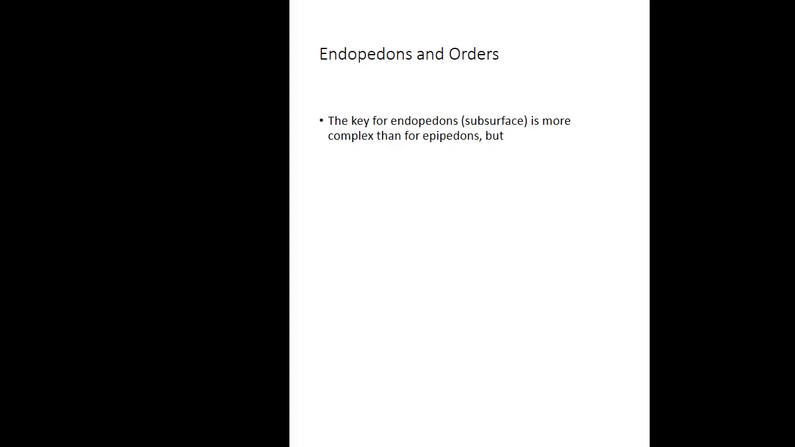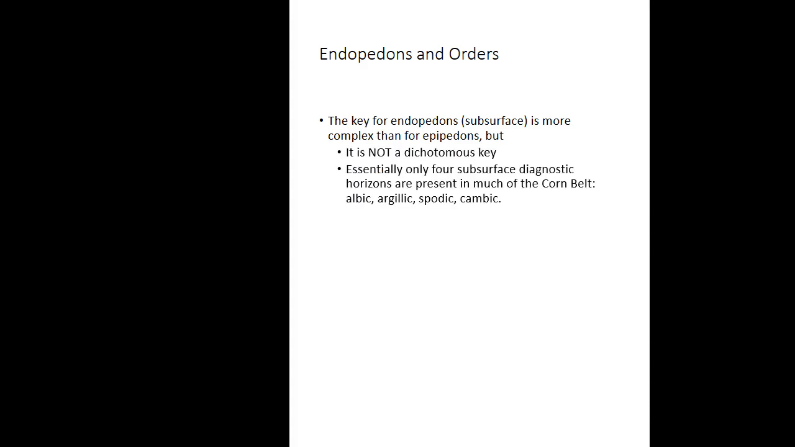The epipedon key does not work as a dichotomous key, and it is much more complex than that one for epipedons. And so in working with students in soil judging contests and things like that, we look at the area we're in and we develop a key associated with that area. So for instance, in much of the Corn Belt, there's only 4 endopedons or subsurface diagnostic horizons to address: albic, argillic, spodic, and cambic.